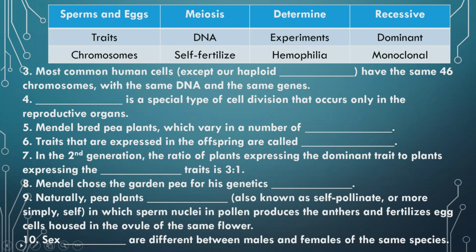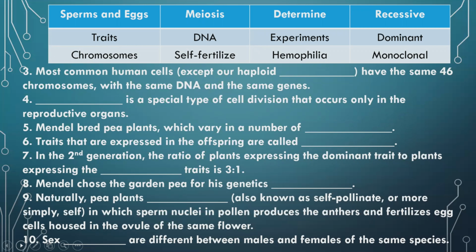Four, meiosis is a special type of cell division that occurs only in the reproductive organs. Five, Mendel bred pea plants which vary in a number of traits. Six, traits that are expressed in the offspring are called dominant. Seven, in the second generation, the ratio of plants expressing the dominant trait to plants expressing the recessive trait is 3:1. Eight, Mendel chose the garden pea for his genetics experiments.